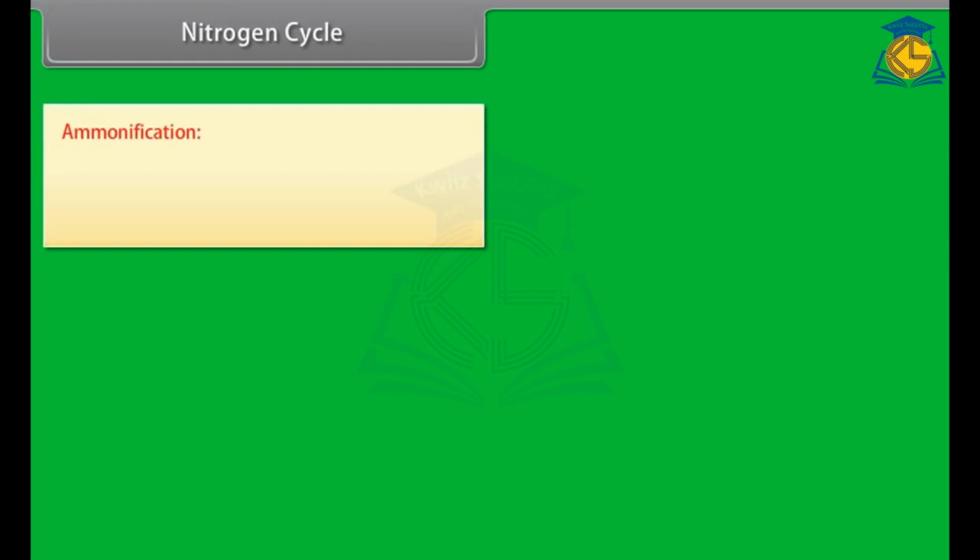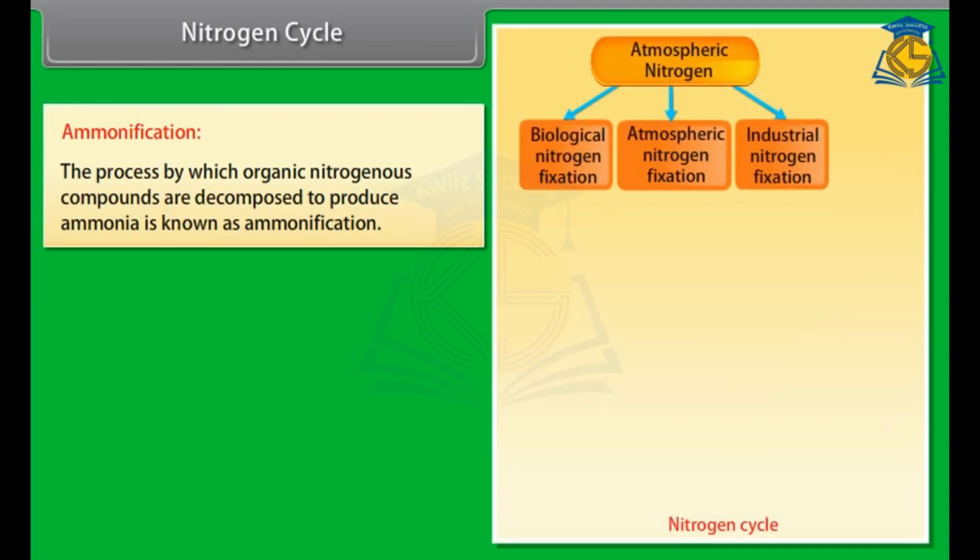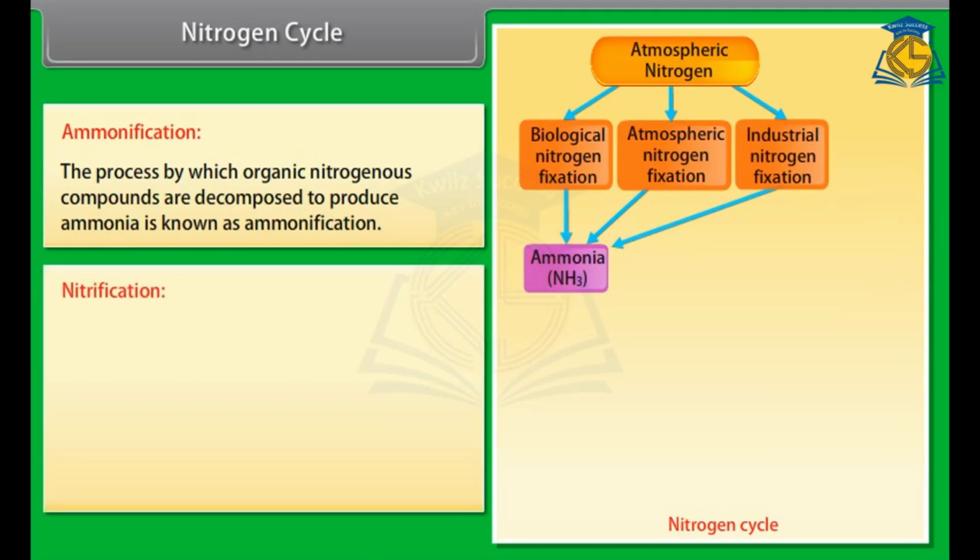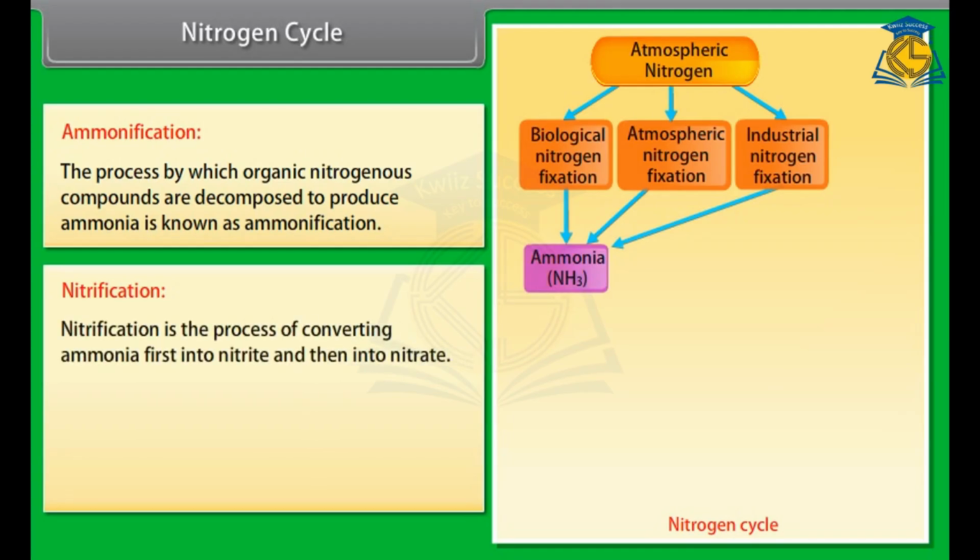Nitrogen cycle. Ammonification. The process by which organic nitrogenous compounds are decomposed to produce ammonia is known as ammonification. Nitrification. Nitrification is the process of converting ammonia first into nitrite and then into nitrate.